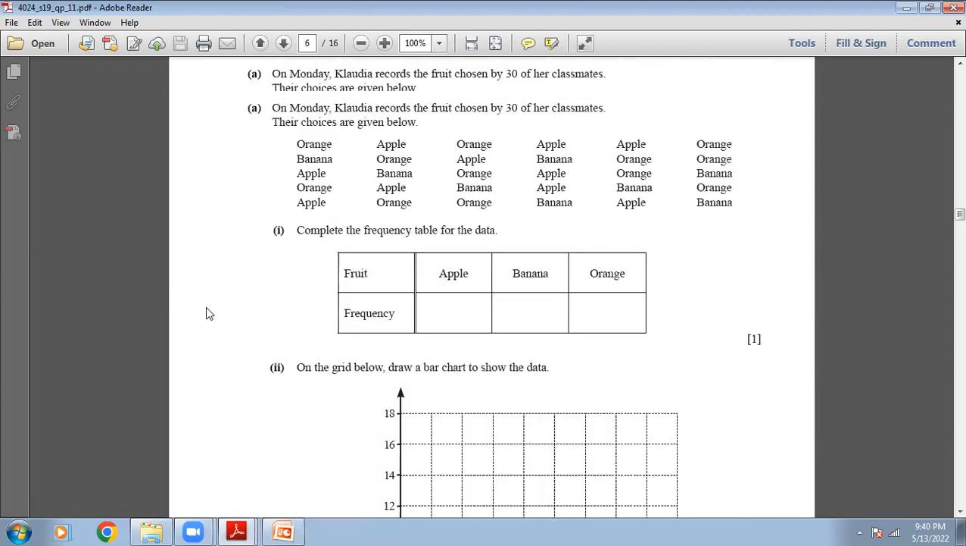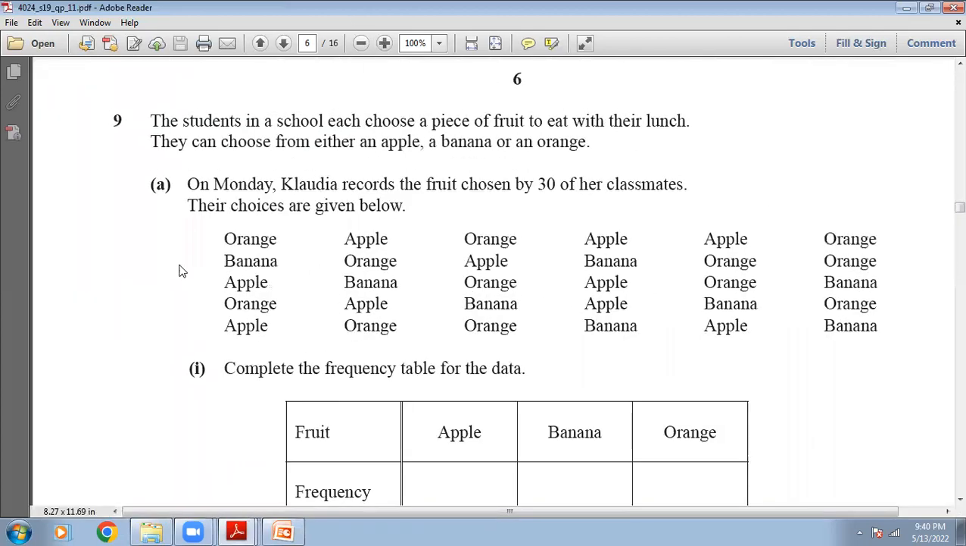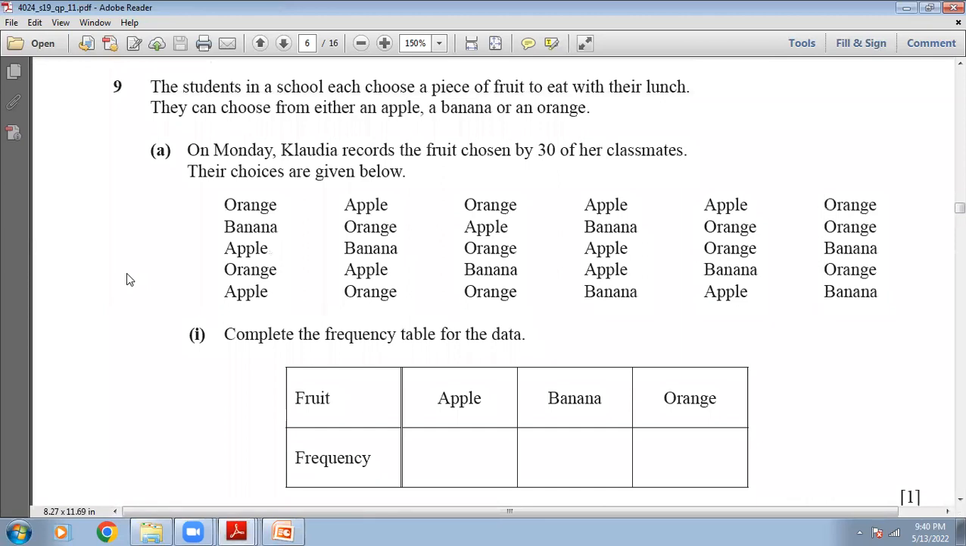Here we have the next question coming up on your screen. Question number 9. The students in a school each choose a piece of fruit to eat with their lunch. They can choose from either an apple, a banana, or an orange. On Monday, Claudia records the fruit chosen by 30 of her classmates. Their choices are given below. So here we have orange, banana, apple.